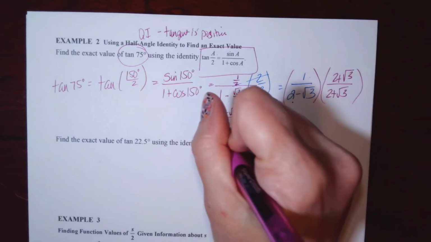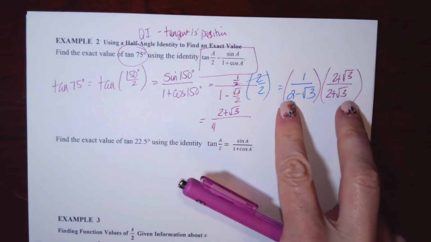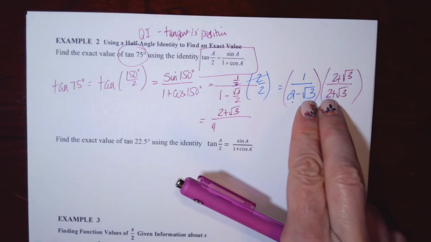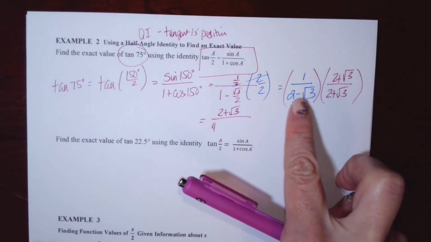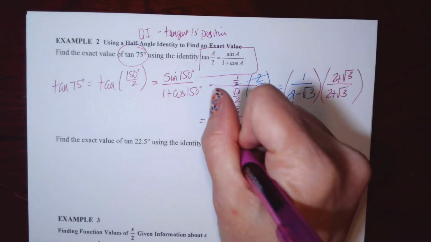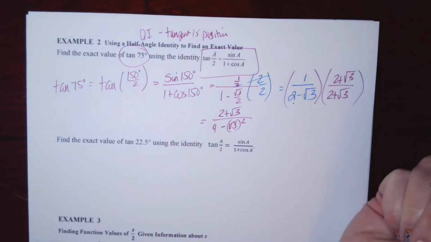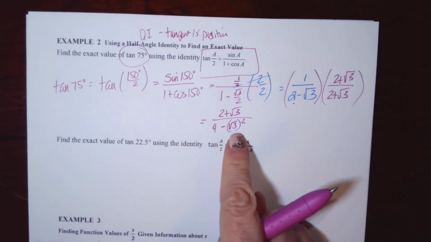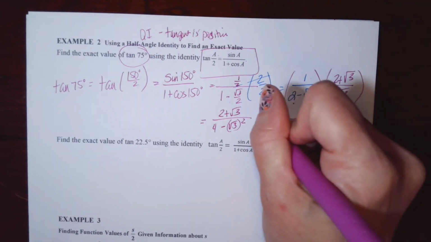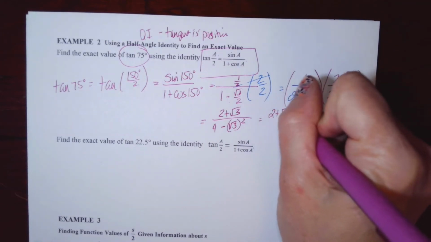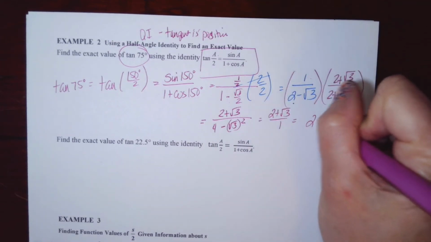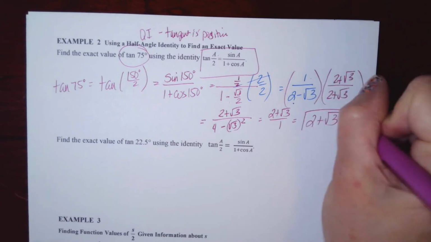2 times 2 is 4. I have a positive 2 square root 3 and a negative 2 square root 3. Those add to 0. And then a negative square root 3 times a positive square root 3 is minus square root 3 squared, which is just 3. So in essence, I have 4 minus 3 as my denominator, and 4 minus 3 is just 1. So my result is 2 plus square root 3.